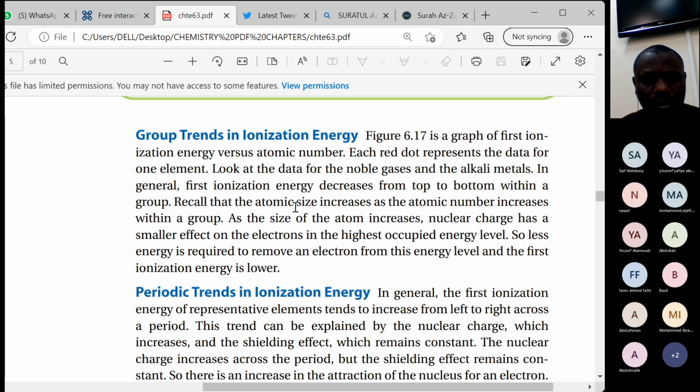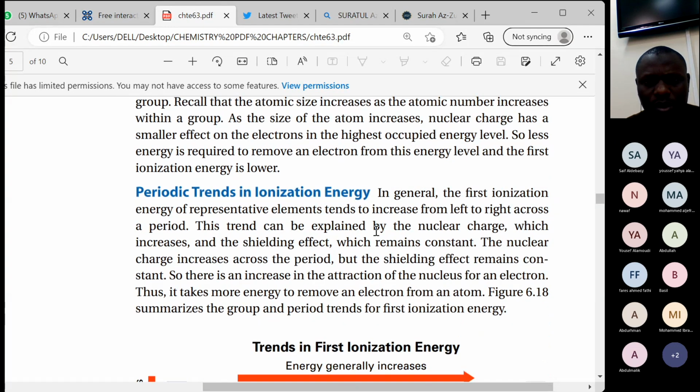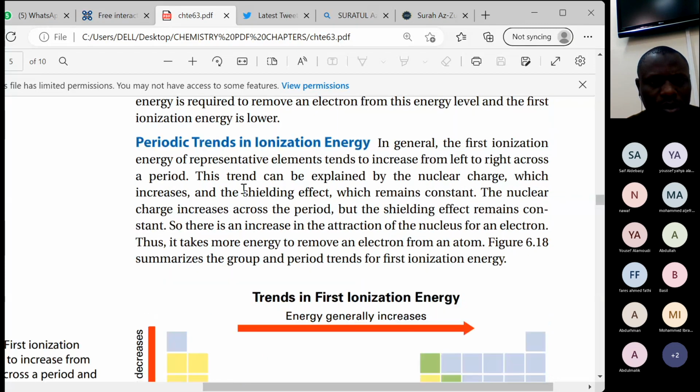In general, first ionization energy decreases from the top to the bottom within a group. Recall that the atomic size increases as the atomic number increases within a group, so the nucleus has a smaller effect on the electrons at the highest occupied energy level. So less energy is required to remove an electron from that energy level, and the first ionization energy is lower.